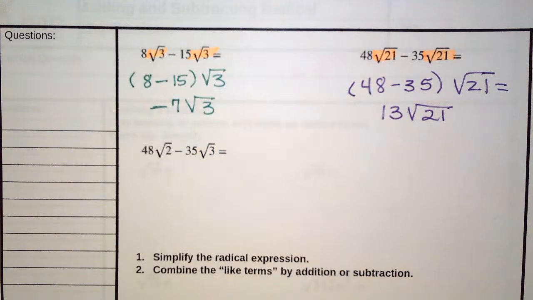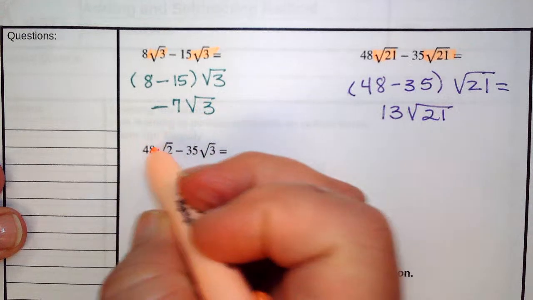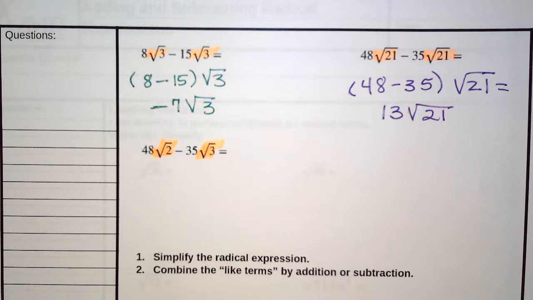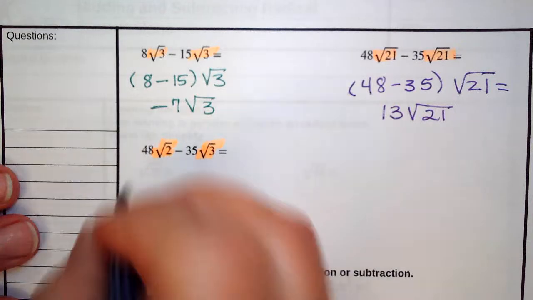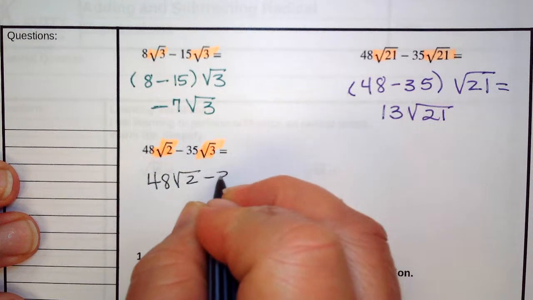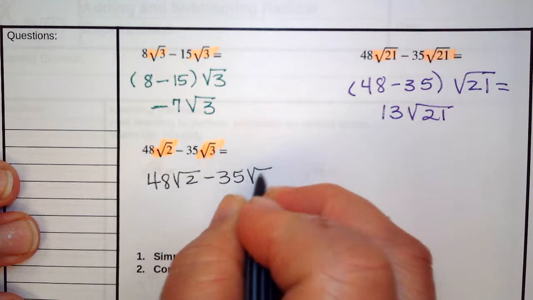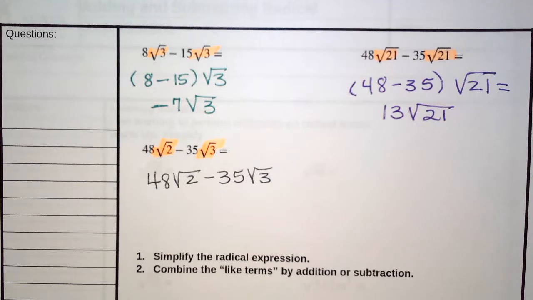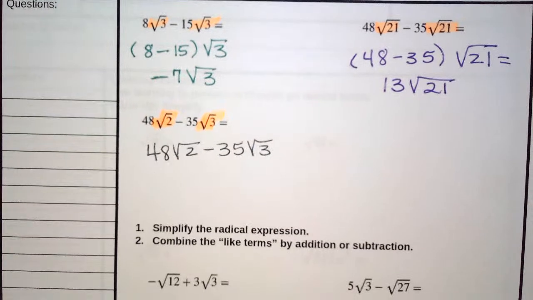Okay, what about the next one? Step 1, do we have the same radicand? No, we do not. Guess what? It is simplified. We can do no more. So this is 48 square root of 2 minus 35 square root of 3. We cannot combine. We cannot do anything else. It's simplified. So what about if the radicands are not the same?